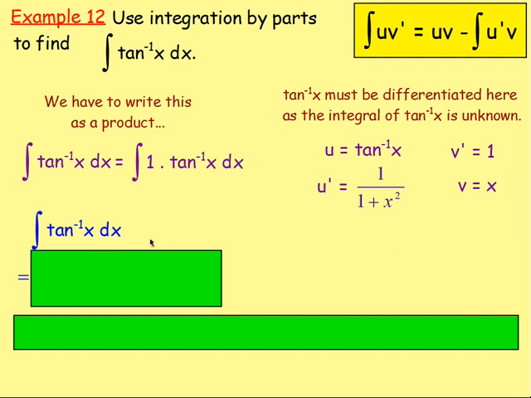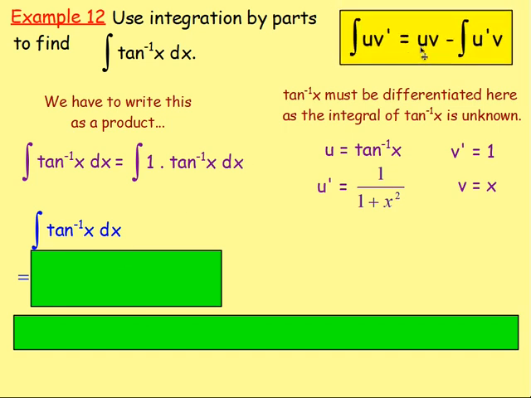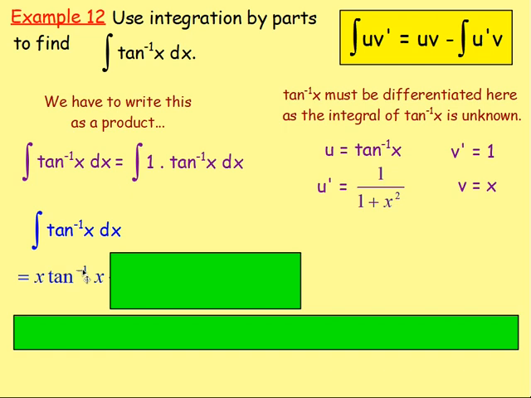Yeah. Therefore, the integral of tan to the minus 1 of x is, use this formula here, so this is your integration by parts, u times v will be tan to the minus 1 of x times x. Just obviously write your x first, so it's not tan to the minus 1 of x times x, because then it might look like x squared, and that would blow your mind.